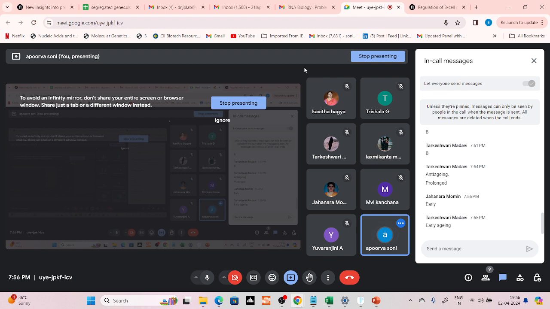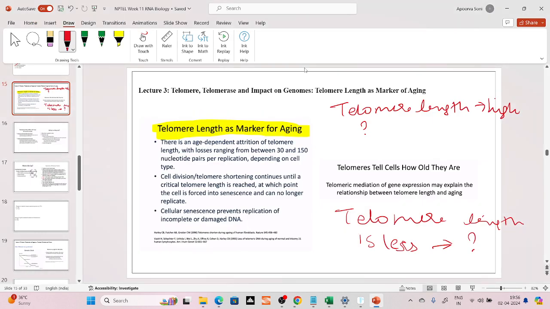Early aging. Okay, fine. So that means if telomere length is very high, a high length of the telomere means that it can replicate for a greater number of times, it can have more replication cycles. More replication cycles means aging will come after a long time. But if telomere length is very short, what will happen? Fewer replication cycles, aging will come early.